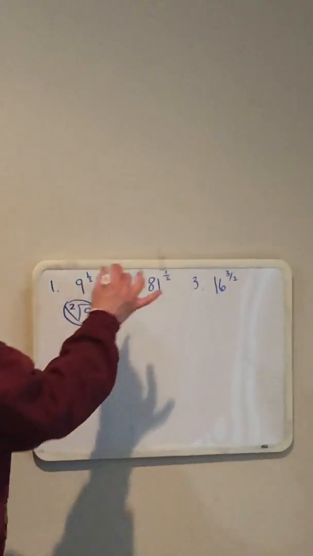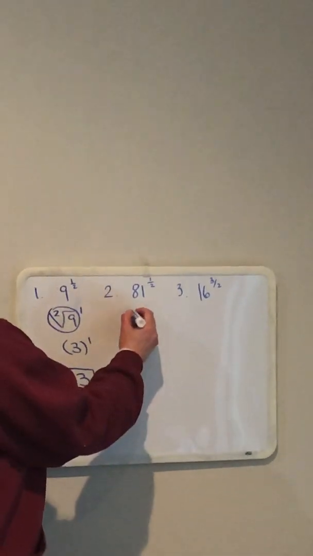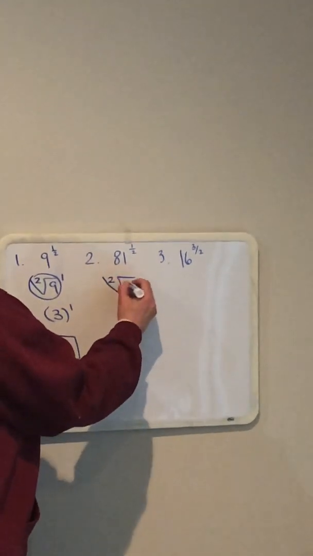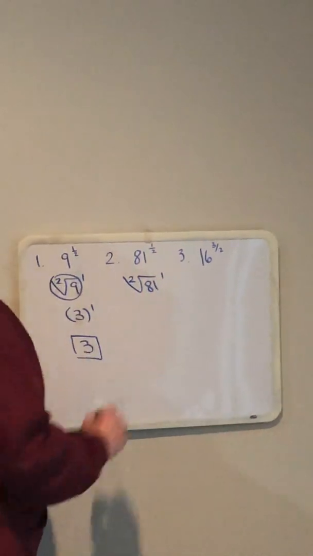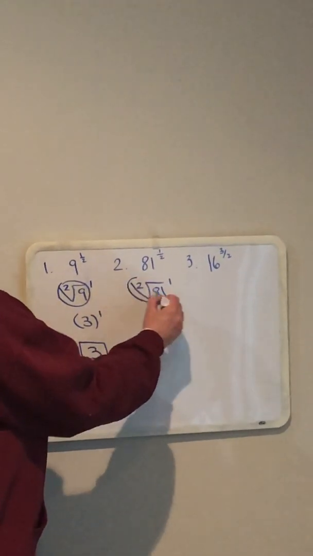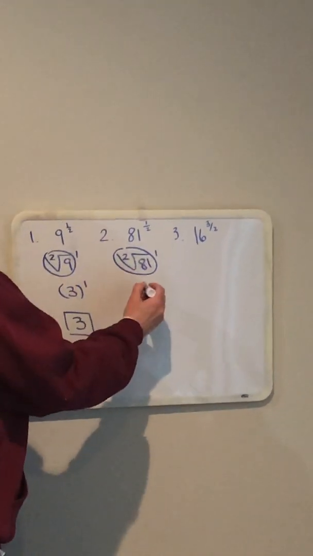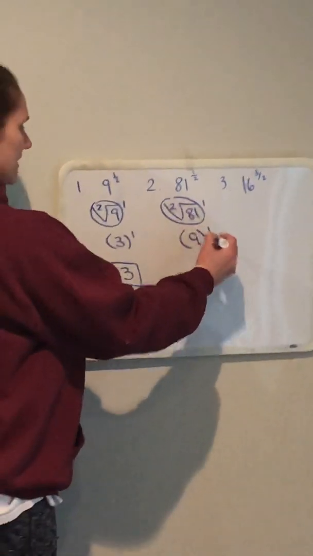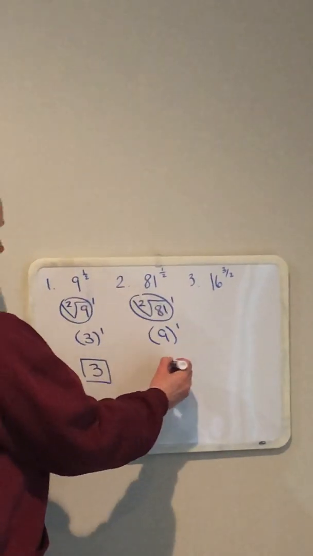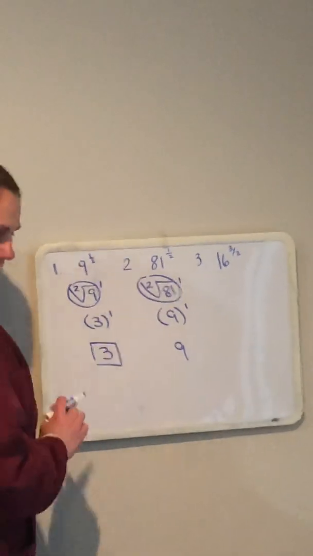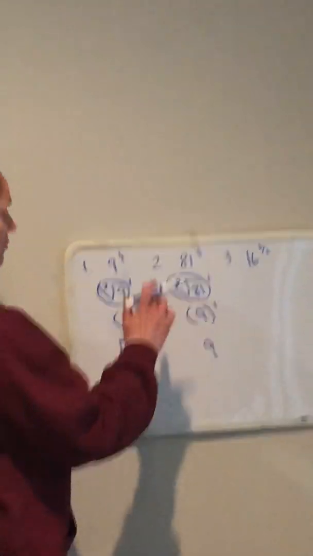Number 2, 81 to the 1/2 power. That means the square root of 81 to the first. Evaluate the root first. Square root of 81 is 9. Then raise that to the first. 9 to the first is 9. That's actually the answer to number 3.